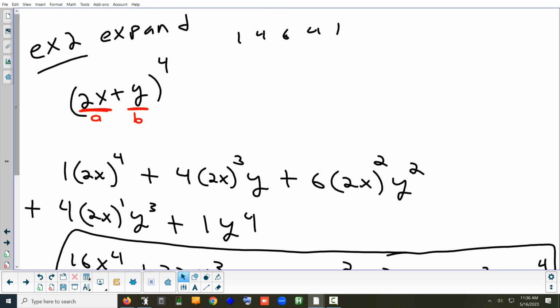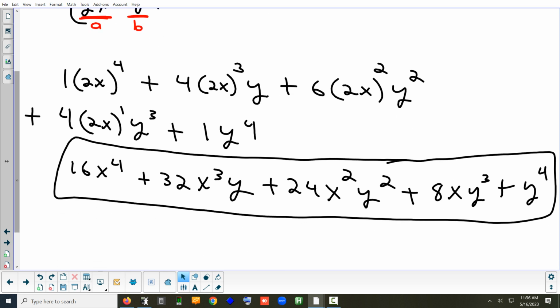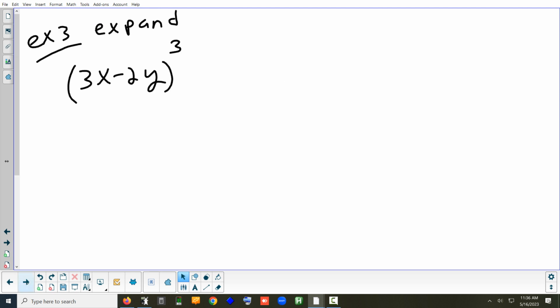And a lot faster, I think, than trying to write 2x plus y 4 times and FOIL it all out. Yeah, there's so much more room for error. When you're FOILing it all out, it's just so much easier to make mistakes.